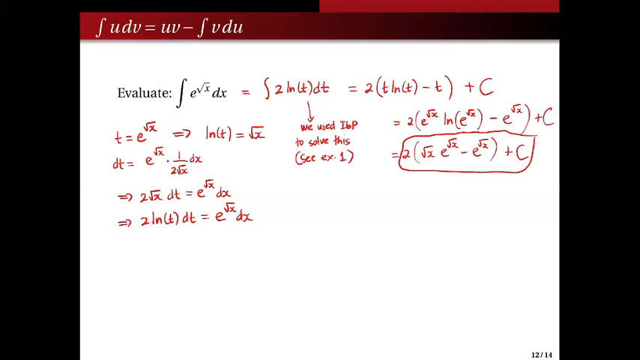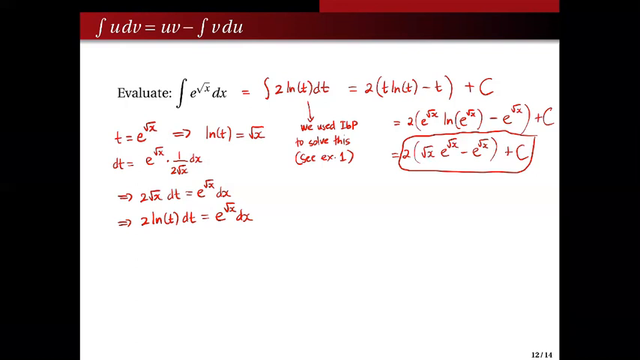Sir? Yes. Why is the square root of x equal to ln of t? Because of this. That's the actual property. You have t equals e to the x. If you take ln of both sides, you also get ln of e raised to the square root of x, but that's precisely this guy here, which is the square root of x. Okay, okay.